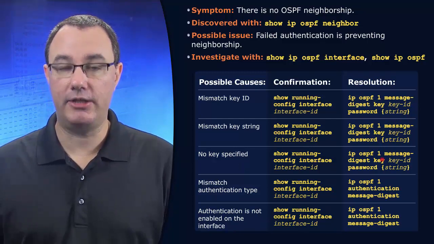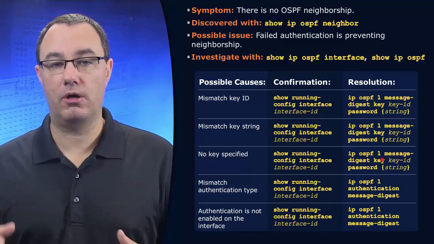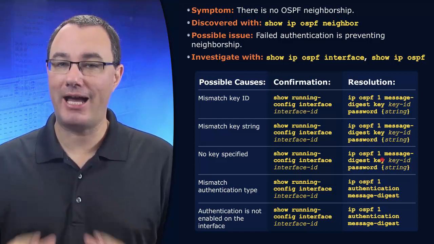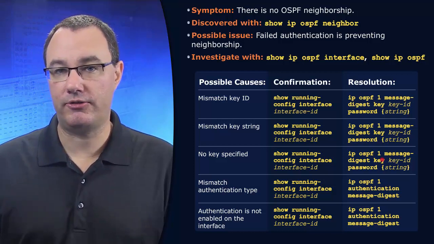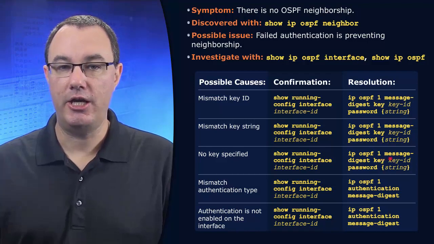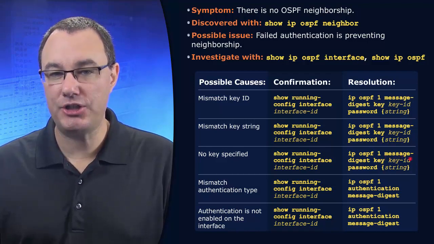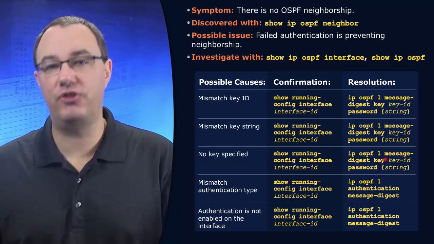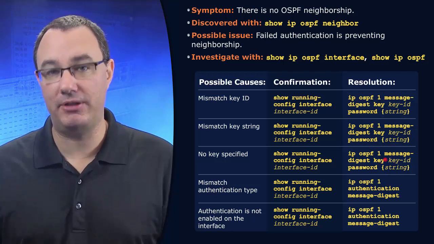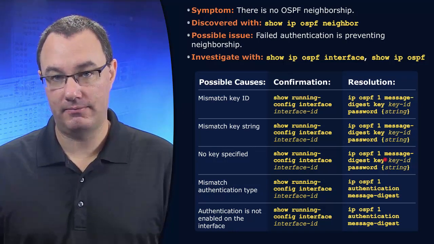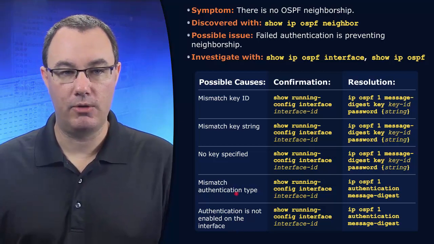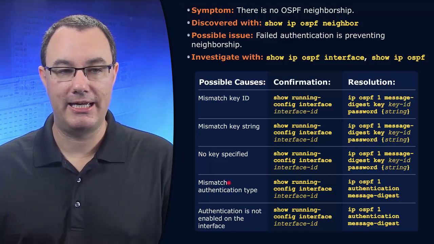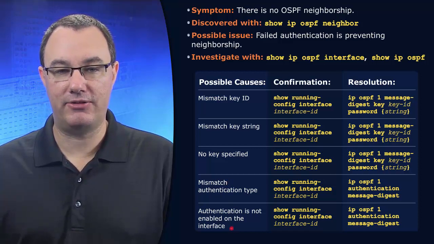That's the password. We have to have a key specified. Now, this syntax right here is the syntax for the password command for message digest. If you happen to be working with clear text or plain text authentication, you will use the authentication-key. Authentication-key does not provide you the input to MD5, however. Okay? We have to make sure that the type is the same. MD5 on both sides is preferable. And then we have to make sure that it's enabled on the interface.